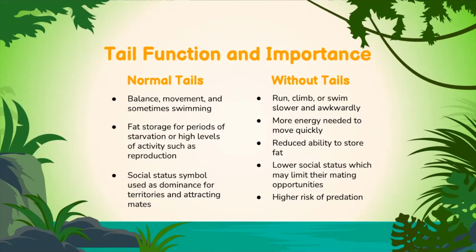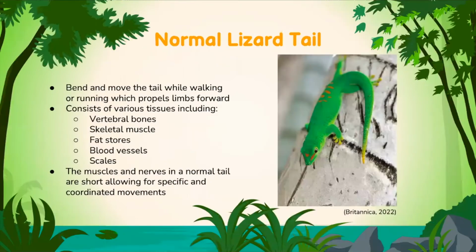This also may limit their mating. If a female lizard sees a lizard without its tail, it will probably think maybe something's wrong with it, or they just won't consider it. And also, it can lead to a high risk of predation because, as we will talk about later, they use their tail as a defense mechanism or a distraction for predators.